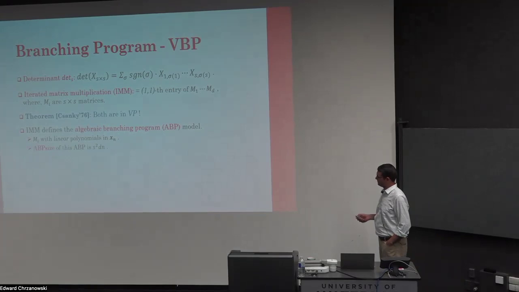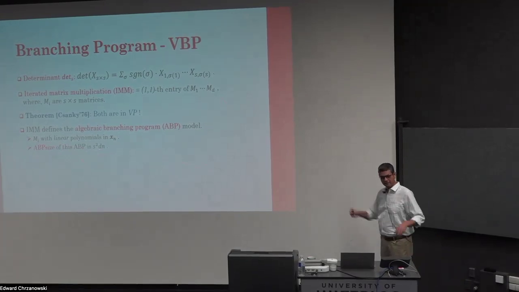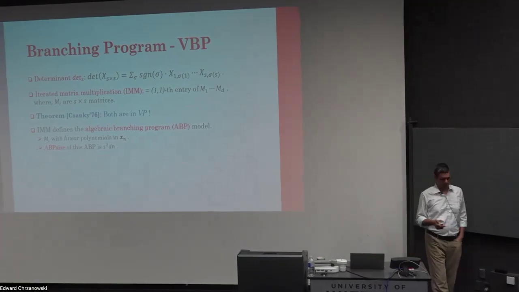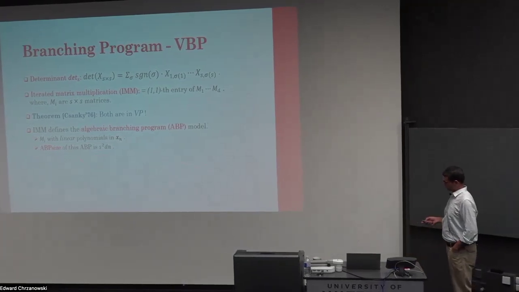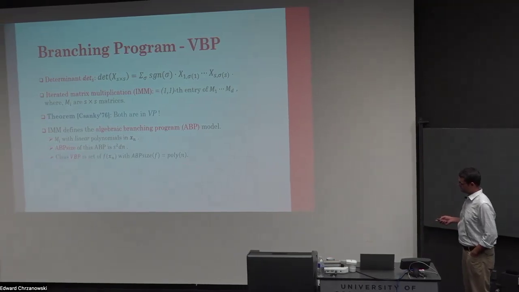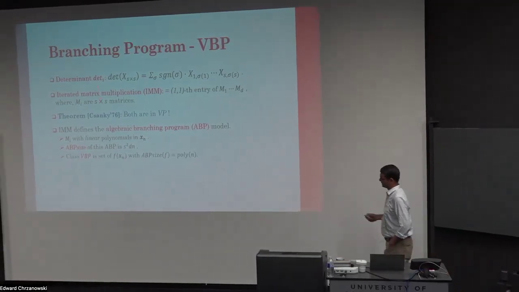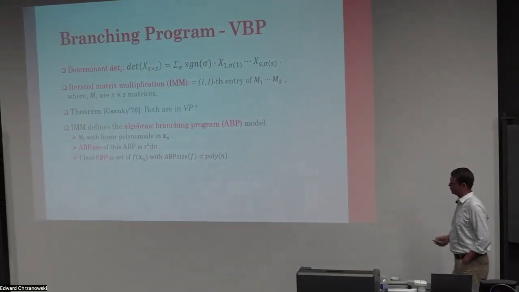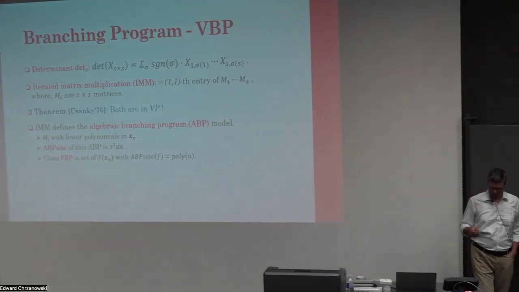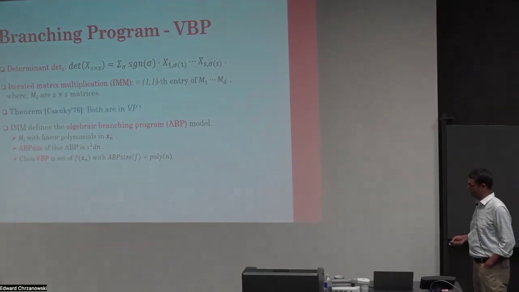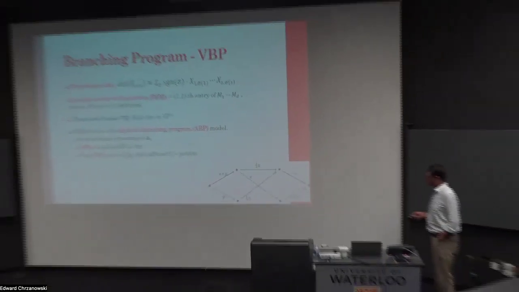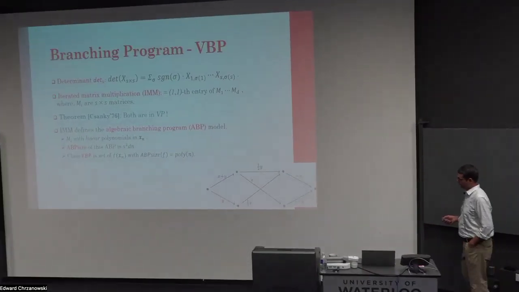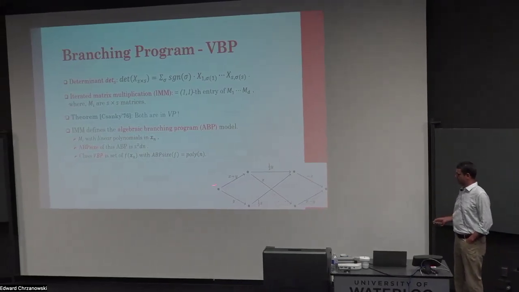And we can say that the ABP size, like the circuit size, we can talk about now the ABP size of a polynomial, which in this case is S squared dn because that much space it needs to represent in practice. So that is the ABP size. And class VBP is the set of those polynomials which can be represented via this product in only poly n space requirement or ABP size. That's the class VBP.